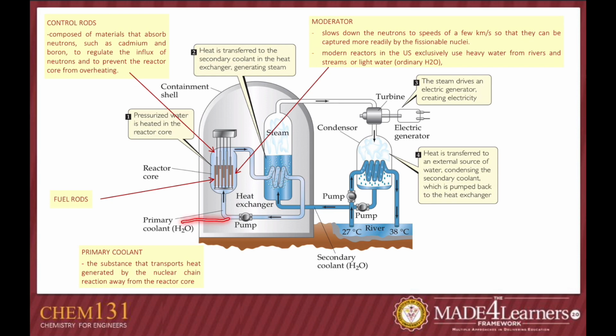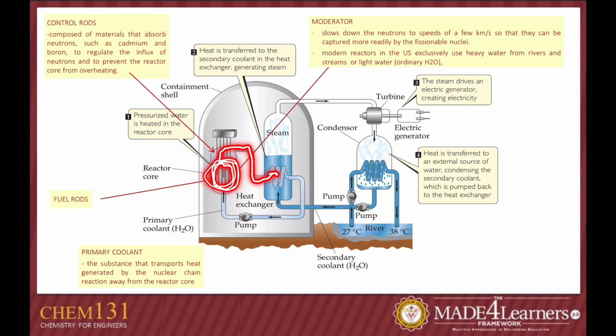Also, there is a coolant. The substance that transports heat generated by the nuclear chain reaction away from the reactor core. Since there is heat, so that it won't get too much, there has to be a coolant, a constant supply of water so it won't get too hot. So when there is fission here, a controlled fission reaction, there is a critical mass. The water is heated in the reactor core, and this water is very hot.